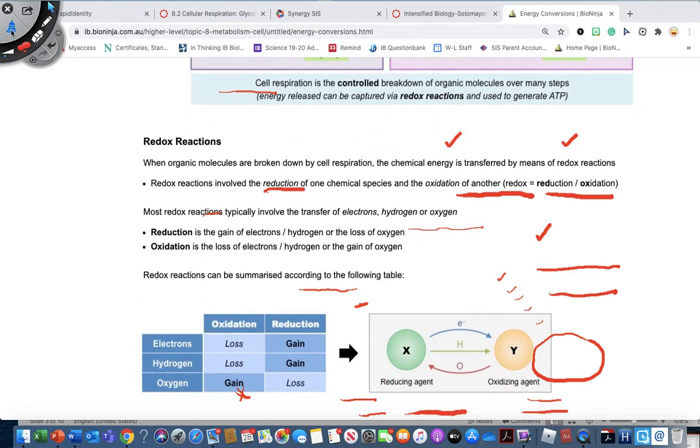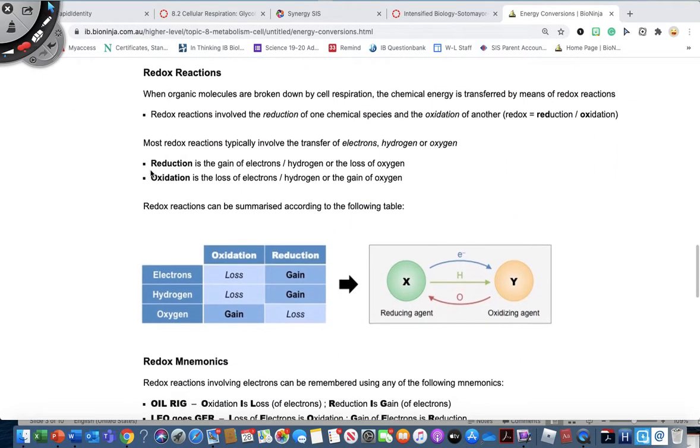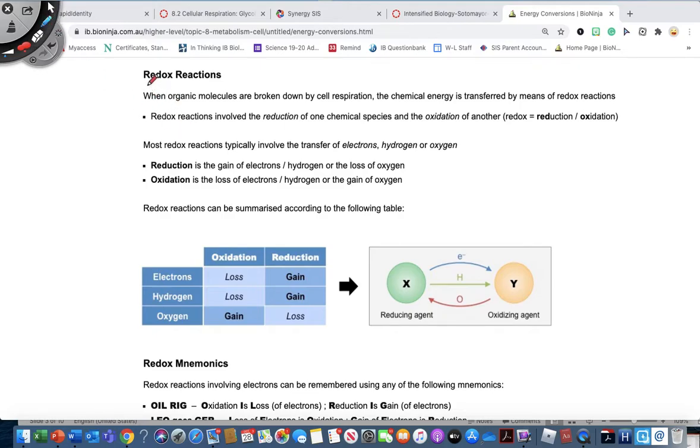All right, so let's understand what a redox reaction is. Redox stands for reduction oxidation. So we know that redox reactions are the mechanism by which chemical energy is transferred when organic molecules are broken down by cellular respiration. So most redox reactions either involve the transfer of electrons, hydrogen, or oxygen. So this is very important right here. So there's 3 players involved in redox reaction: electrons, hydrogen, and oxygen.